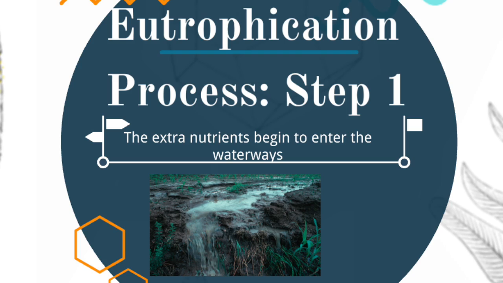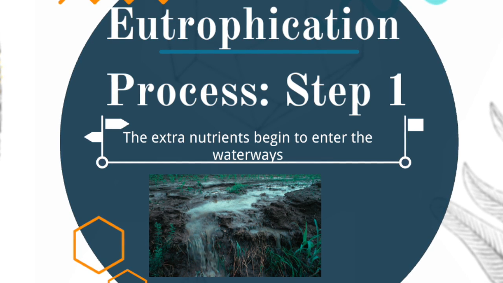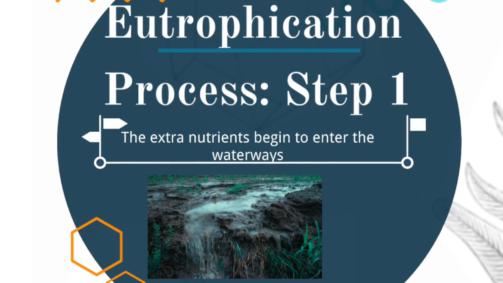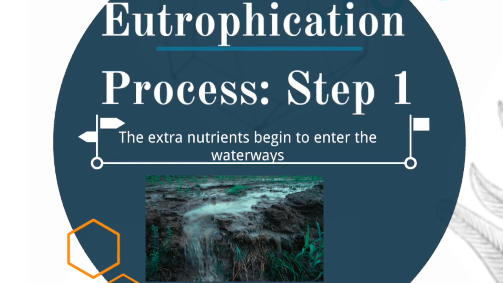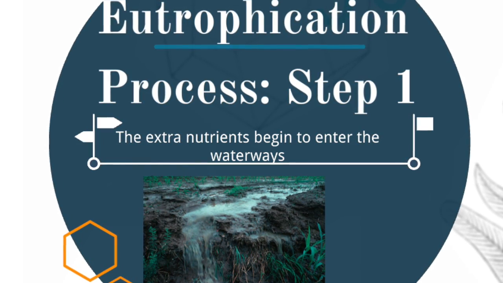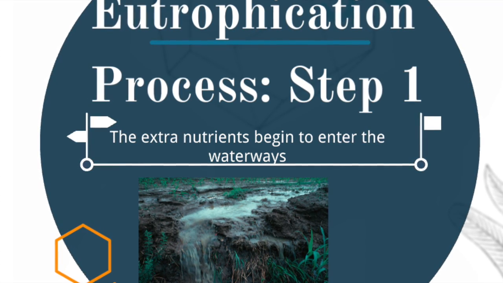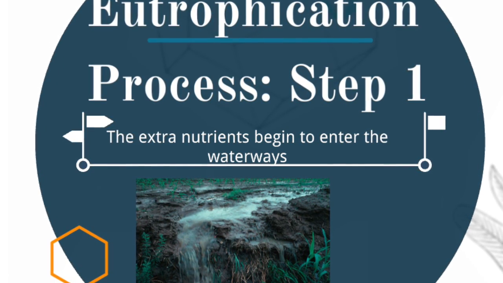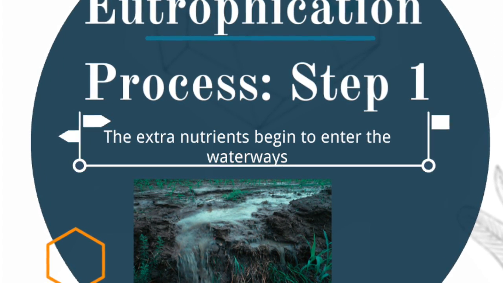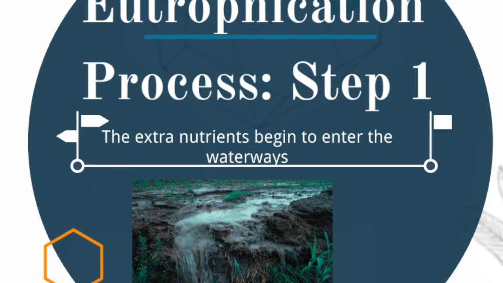Next I'm going to be going over the 6 steps in which eutrophication occurs. Beginning with the first step, eutrophication basically begins with fertilizers from either farms or lawns washing off into a big body of water, in which the whole process begins.